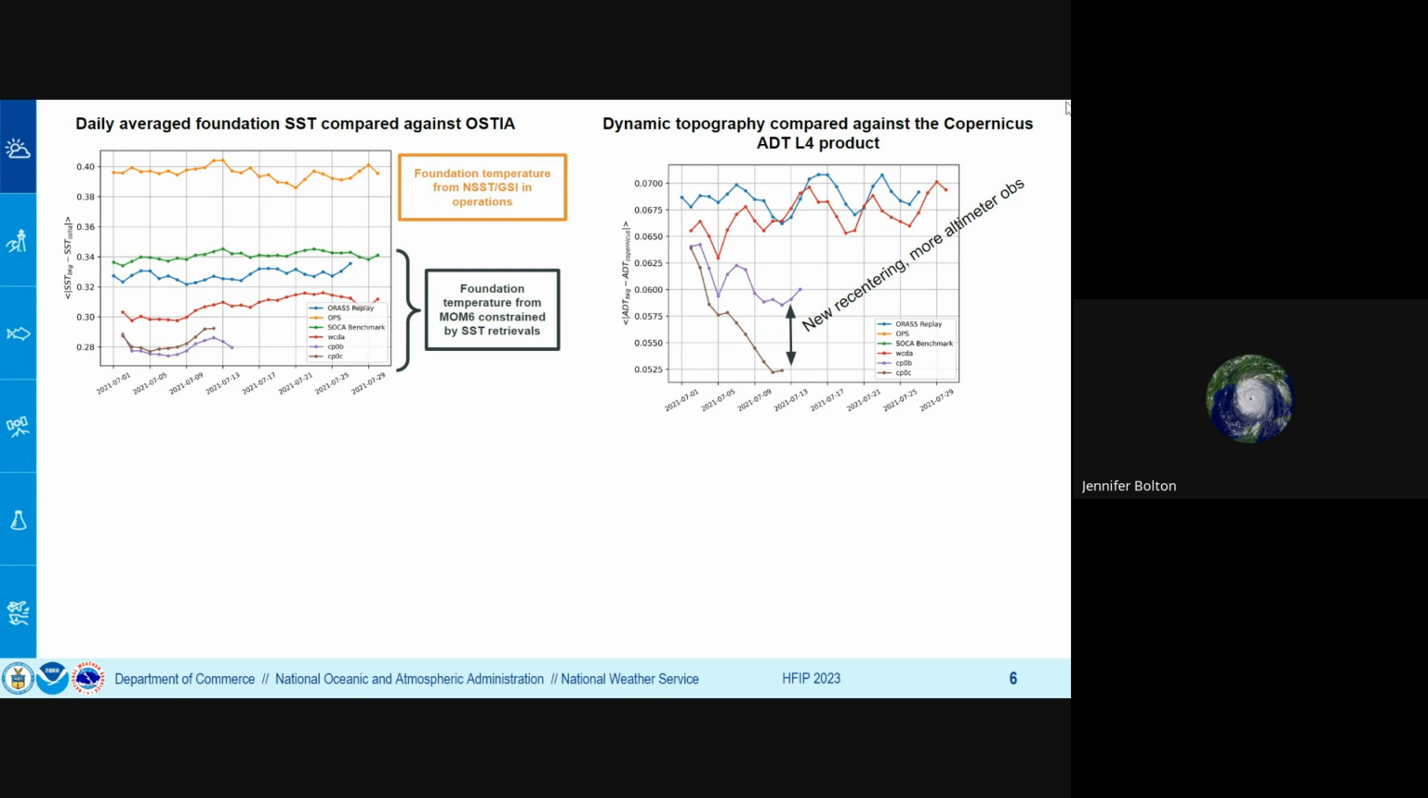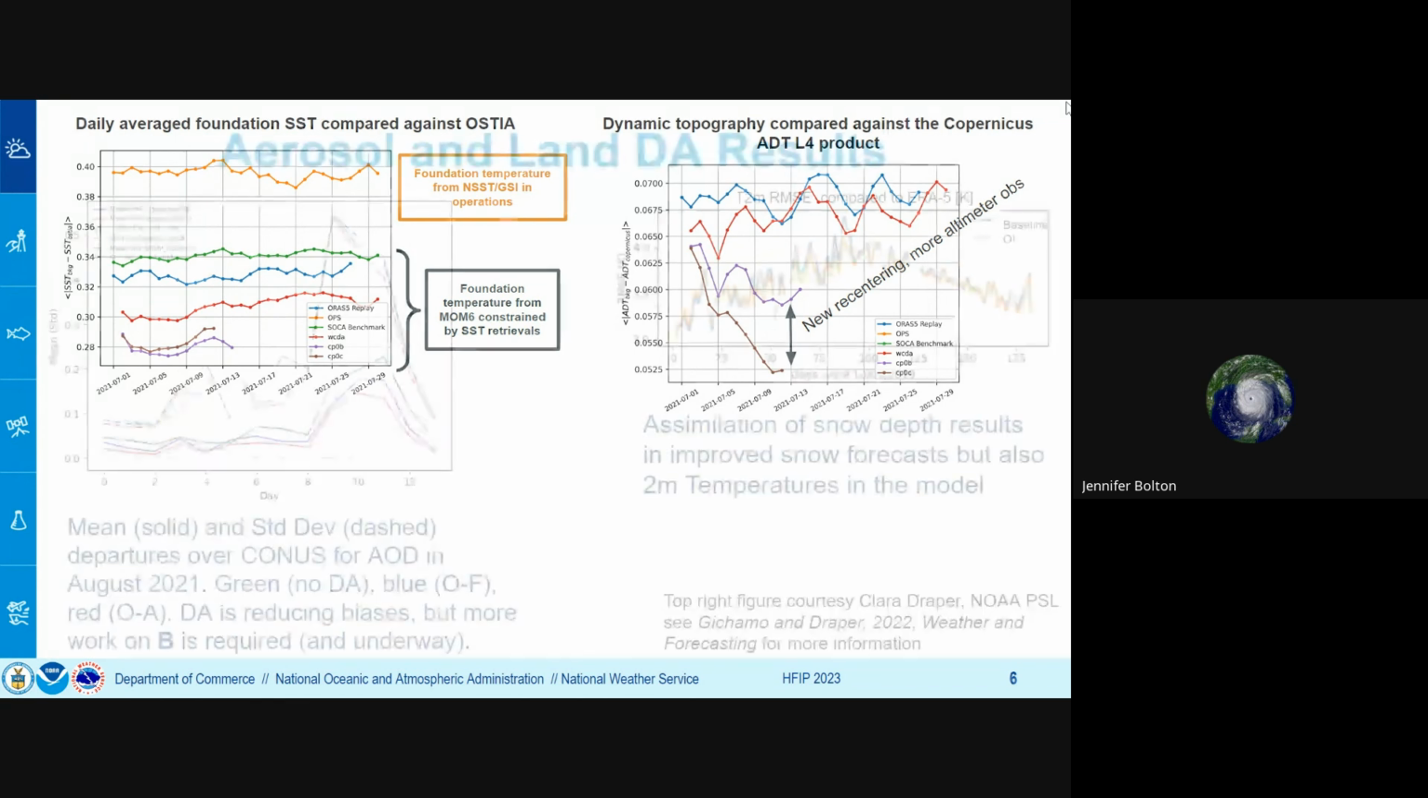Mentioning the IAU, so looking at dynamic topography, just showing the result of recentering an IAU, we're getting pretty huge improvements in dynamic topography compared to an independent L4 product from Europe. Next slide, I think I have some, yep.